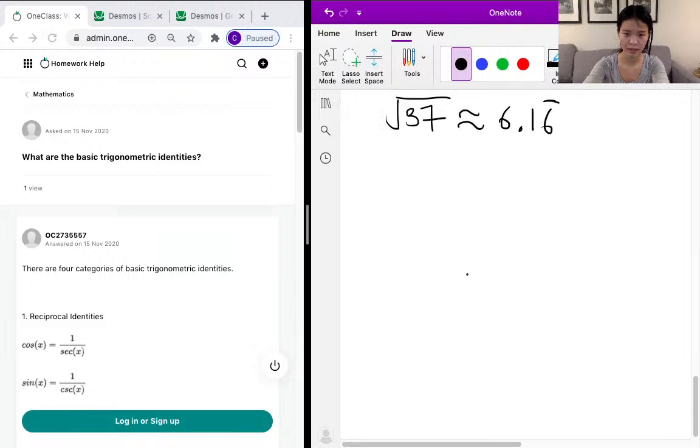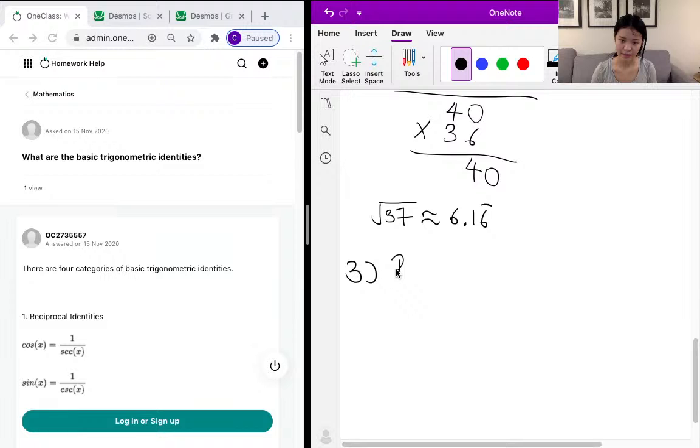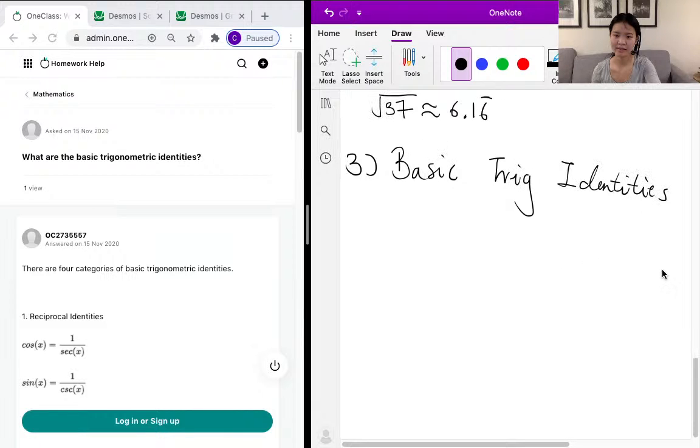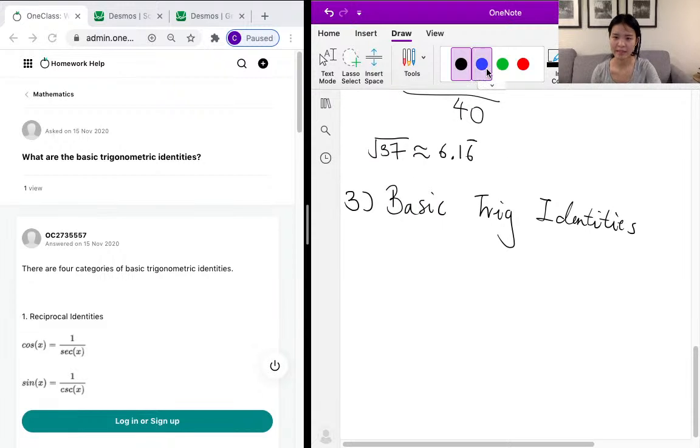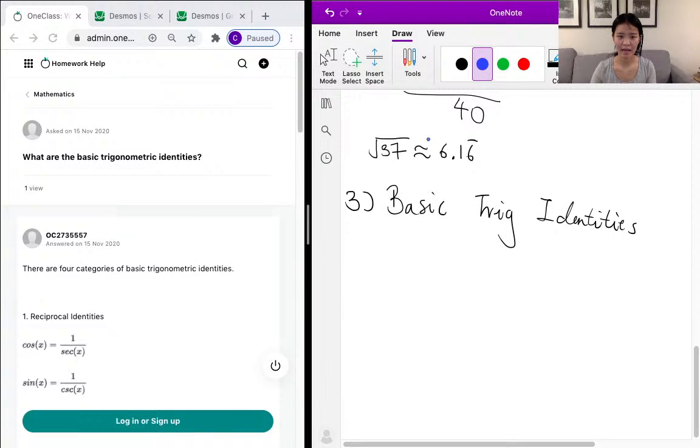Okay, our third problem is asking us what are the basic trigonometric identities. Now this is actually quite a broad question, because if they're just asking us what are the trig identities, it would be easier. Although there are a lot of trig identities, basic trig identities is kind of an odd question because we can have a lot of trig identities. And which ones of them are basic?